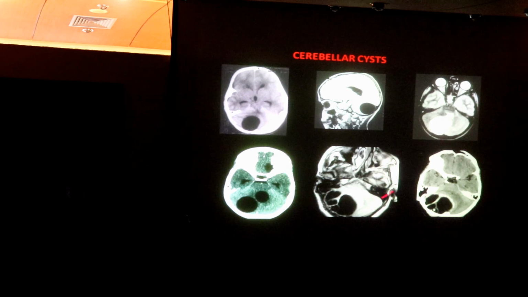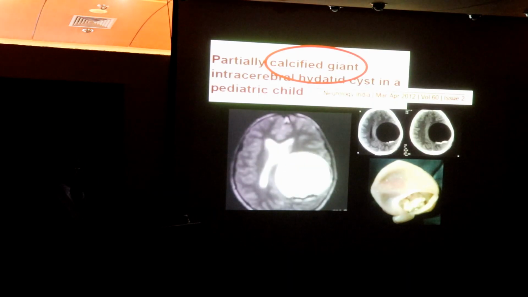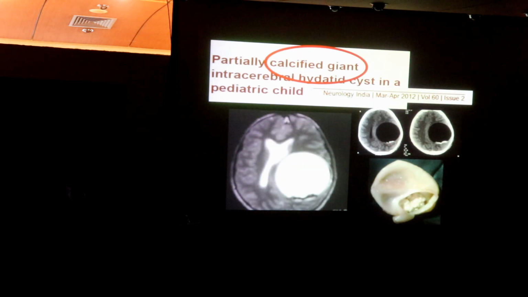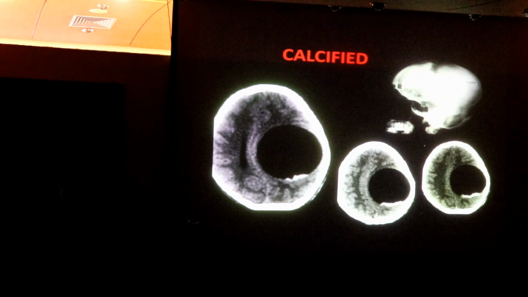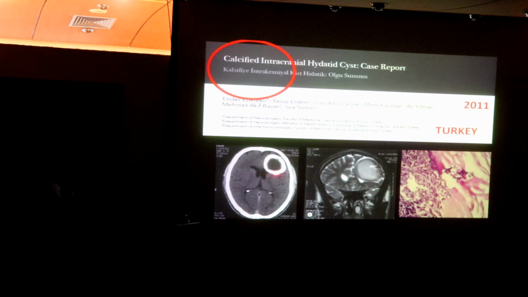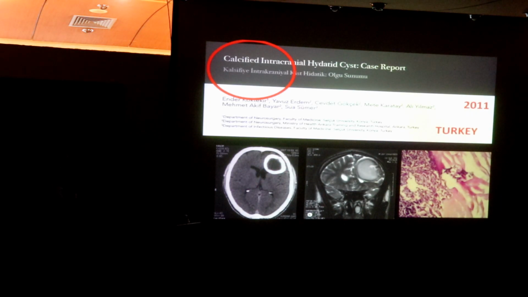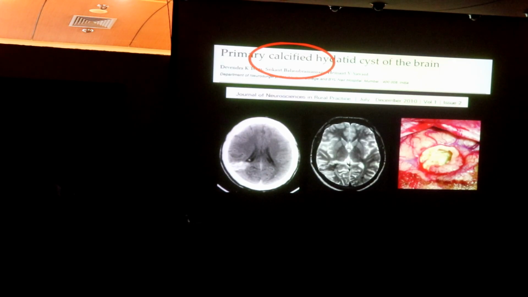So these are in the cerebellum. It can get calcified like this. So the ordinary teaching is that hydatid cyst is without calcification and without edema, without things like this, but it can get some calcification, like this case. Look at this. You may think this is an abscess. This was a calcified hydatid cyst proven by histology from Turkey. Another primary calcified.